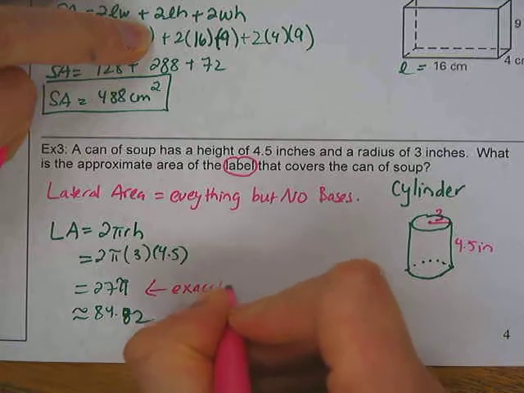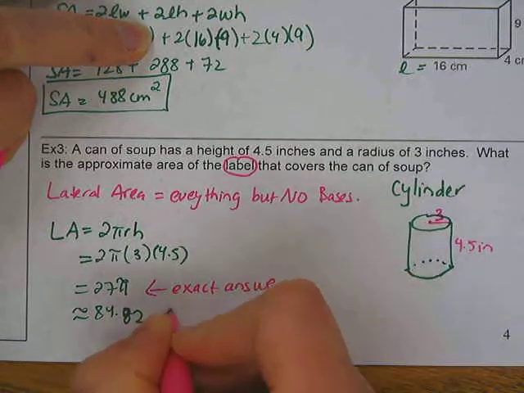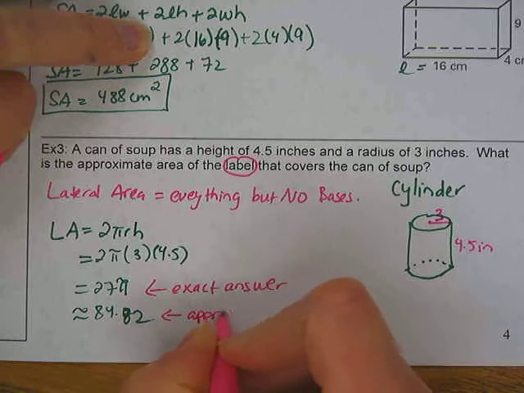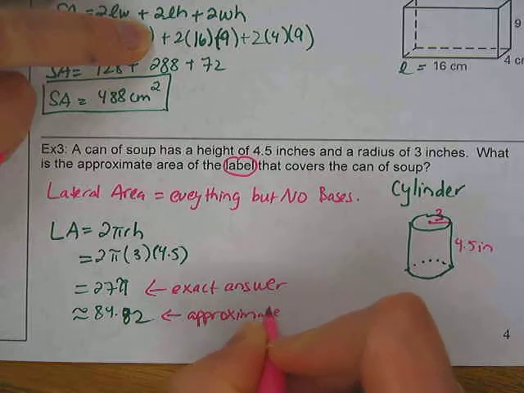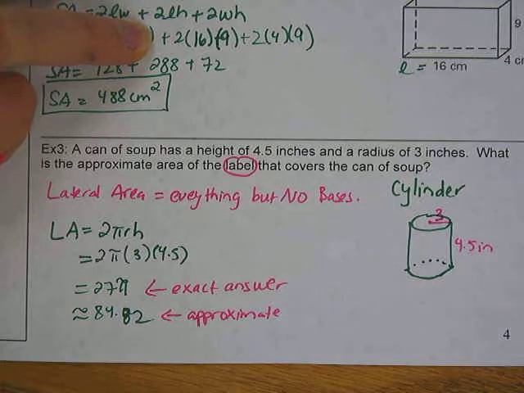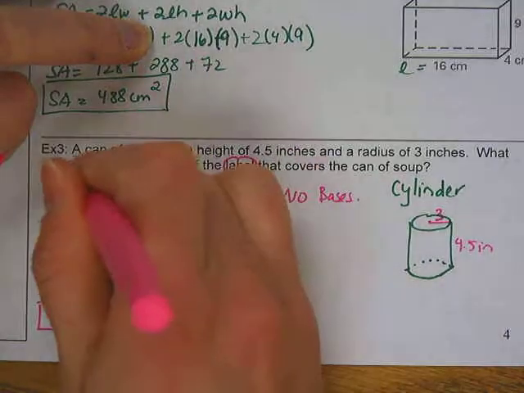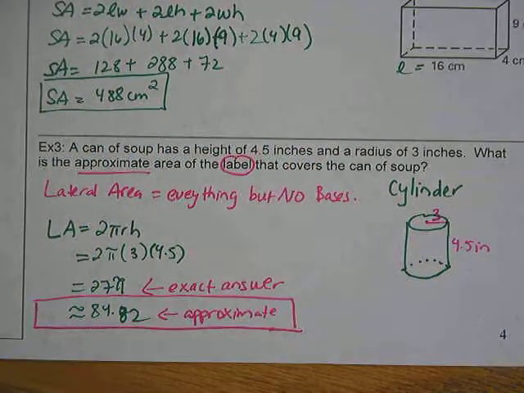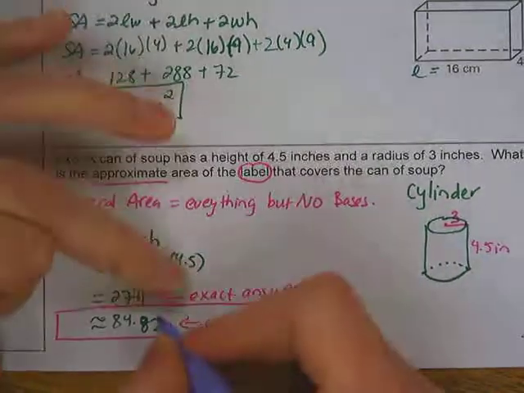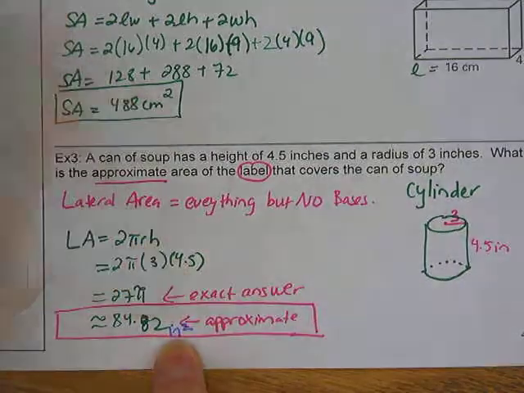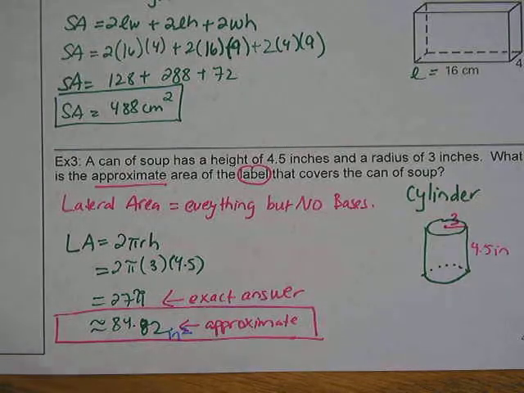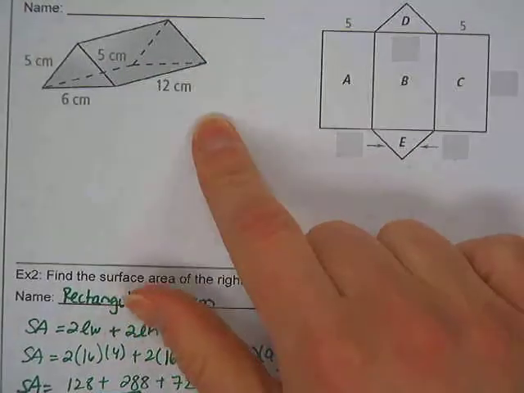The question is asking for an approximate area. So I want you to notice that this 27 pi here is an exact answer. There's no rounding involved. This right here is an approximate answer because we had to round in order to get the number. Pi keeps on going, so we always use an approximate number if we multiply by 3.14 or a few more decimal places. So this is the answer that we want for this problem because it's asking for the approximate area. Hopefully you recognize I did forget one thing, and that is inches squared. So I'm going to squeeze that in here, inches squared.